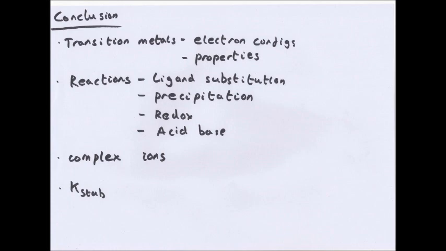So in conclusion, you have transition metals, which are metals which form at least one ion with an incomplete d subshell. You have to know the electron configurations and properties of transition metals. You need to know the 4 reactions: ligand substitution, precipitation, redox, and acid-base. Redox has been covered in the chemical cells video, and acid-base covered in acids. They can form complex ions, which are with ligands, and you need to know the stability constant.